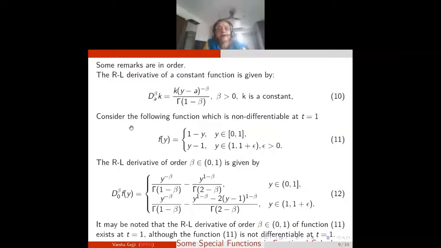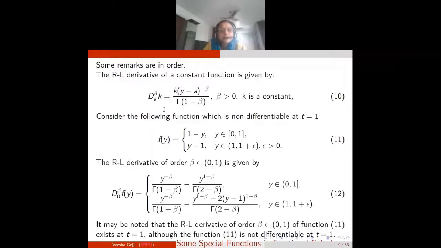Now, some remarks are in order. The Riemann-Liouville derivative of a constant function is given here, which is non-zero. This is one of the unique features of the Riemann-Liouville derivative. Another thing is, what is the use of all these extensions? A simple example I have given here: consider this function. It is 1 minus y and y minus 1. So it is like an f(x) equal to mod x kind of graph, only shifted to 1. So at 1, the function is non-differentiable. So its derivative doesn't exist there.